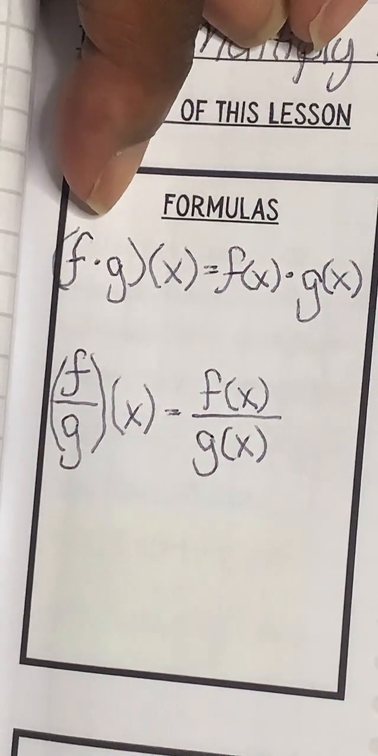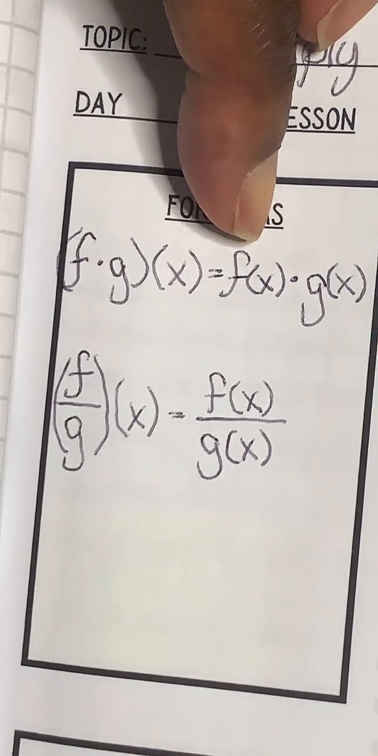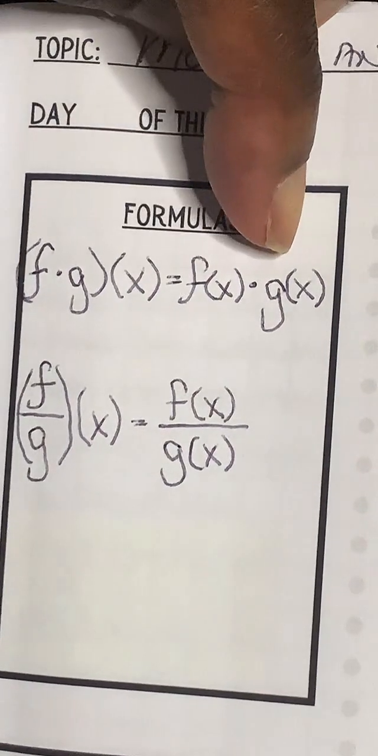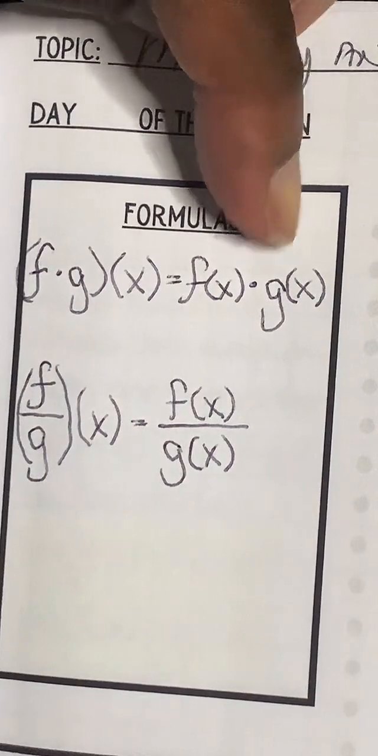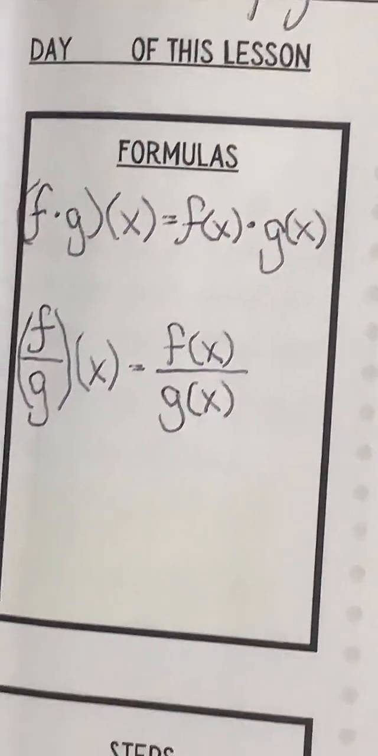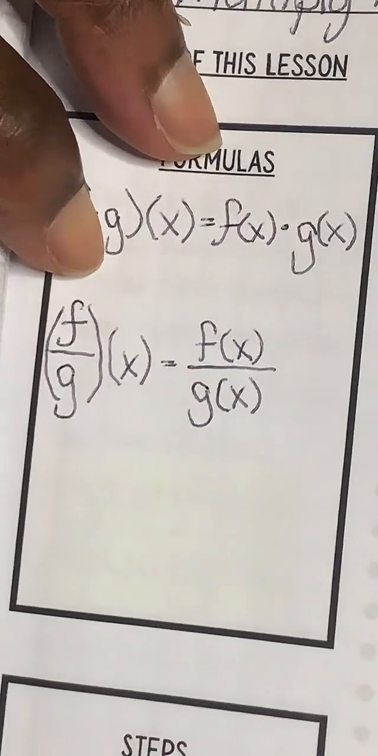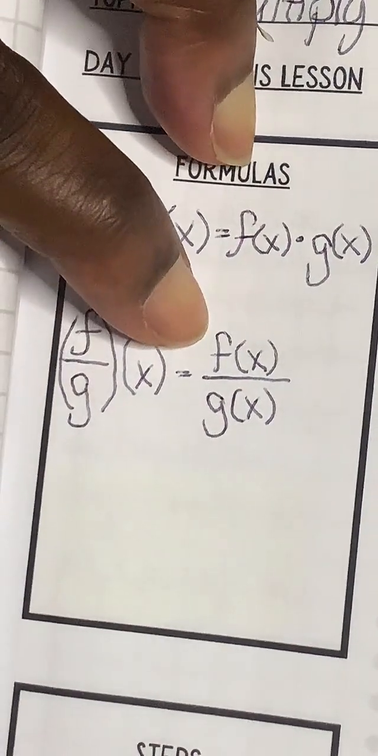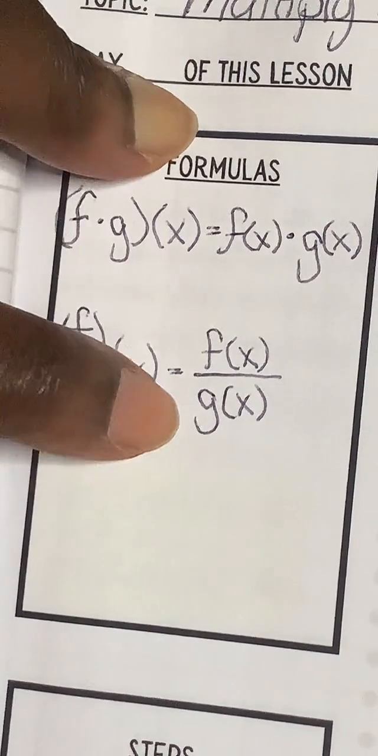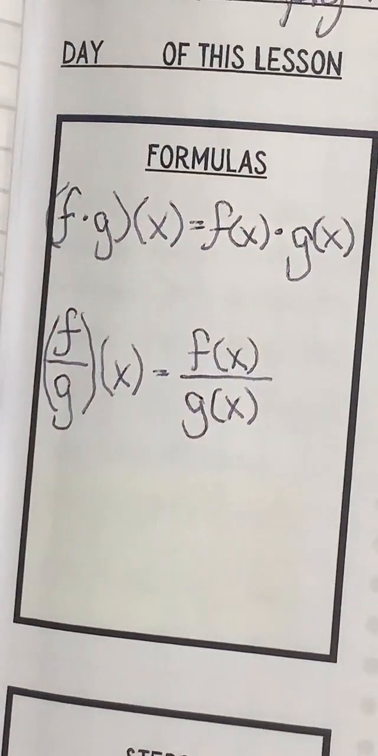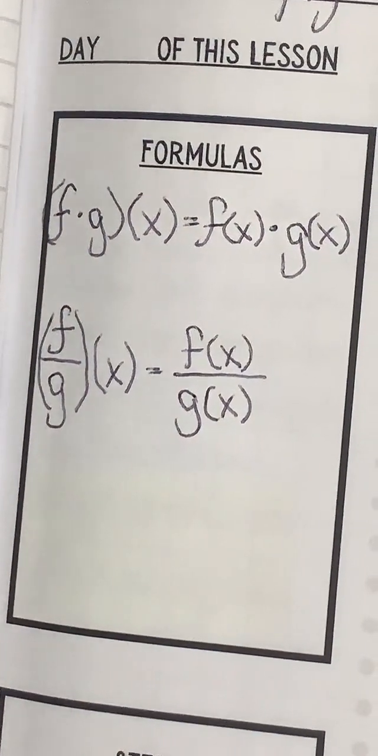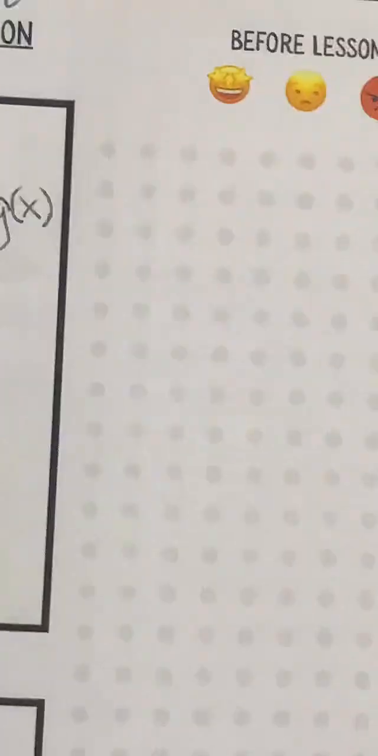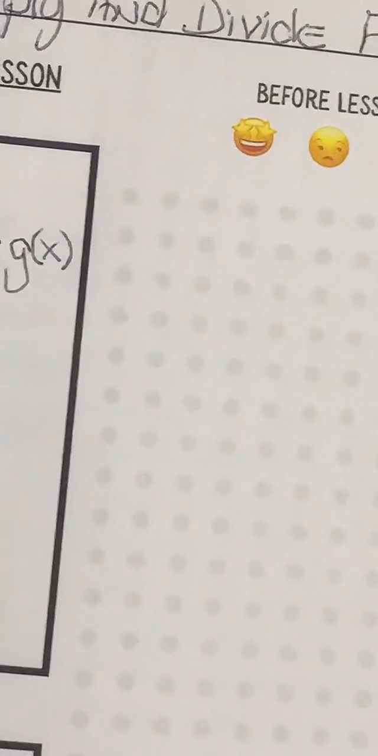So we're saying the f function times the g function, of x. All we're basically saying is you get your f function and you multiply it by the g function. When you have division, it's very much the same thing. You have your f divided by your g. So whatever your f function is, you're going to divide it by your g function. That's all we're basically doing. Nothing too crazy, hopefully nothing too complicated.